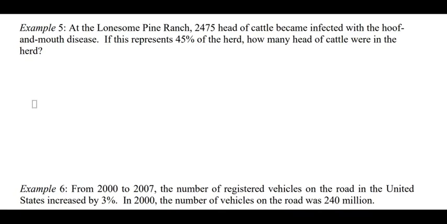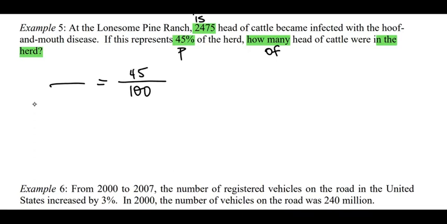So we don't know the total, which we don't know the of. We only know how many were sick, but not everybody was sick. So we have 3 numbers: 2,475, 45, and we do not know how many were in the herd. So which is my of, I have is, and I have my P. All right, so start with 100, so 45 over 100, 2,475, and I don't know how many total.